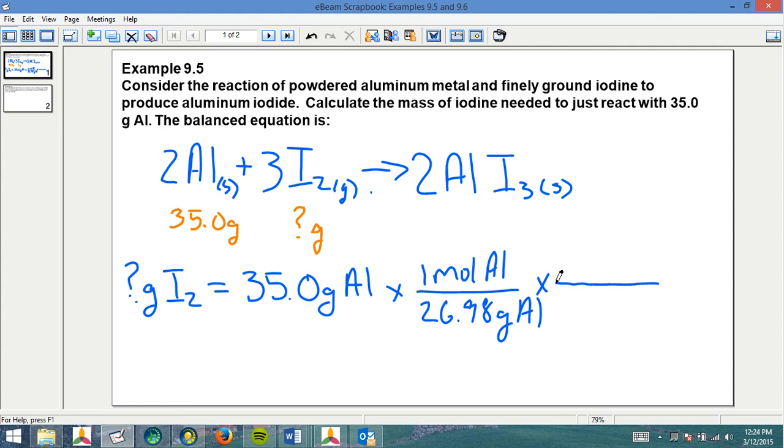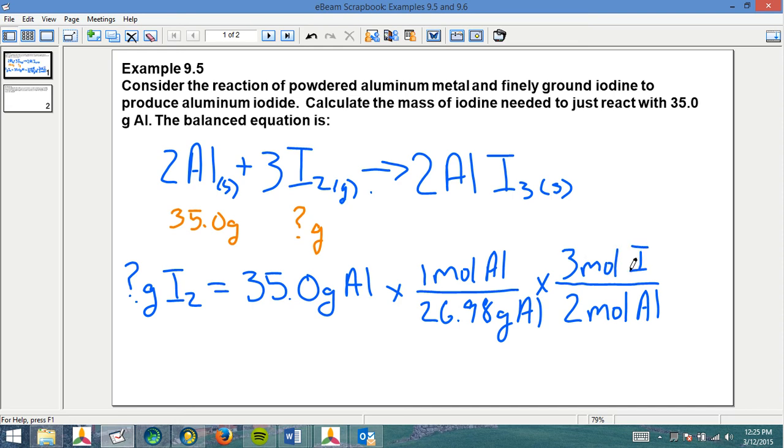Iodine. Wait, no, aluminum is going to go on the bottom. So how many moles of aluminum do we have? 2. So we're going to have 2 moles of aluminum right here. Okay? And what is going to go on the top is the moles of iodine. And how many moles of iodine do we have? 3.